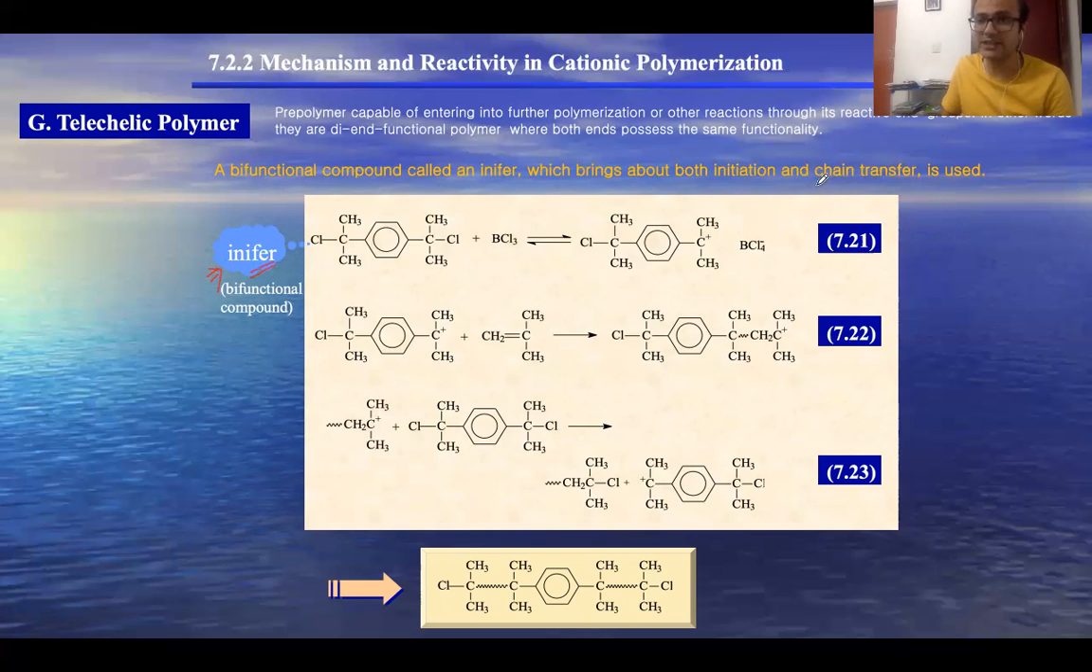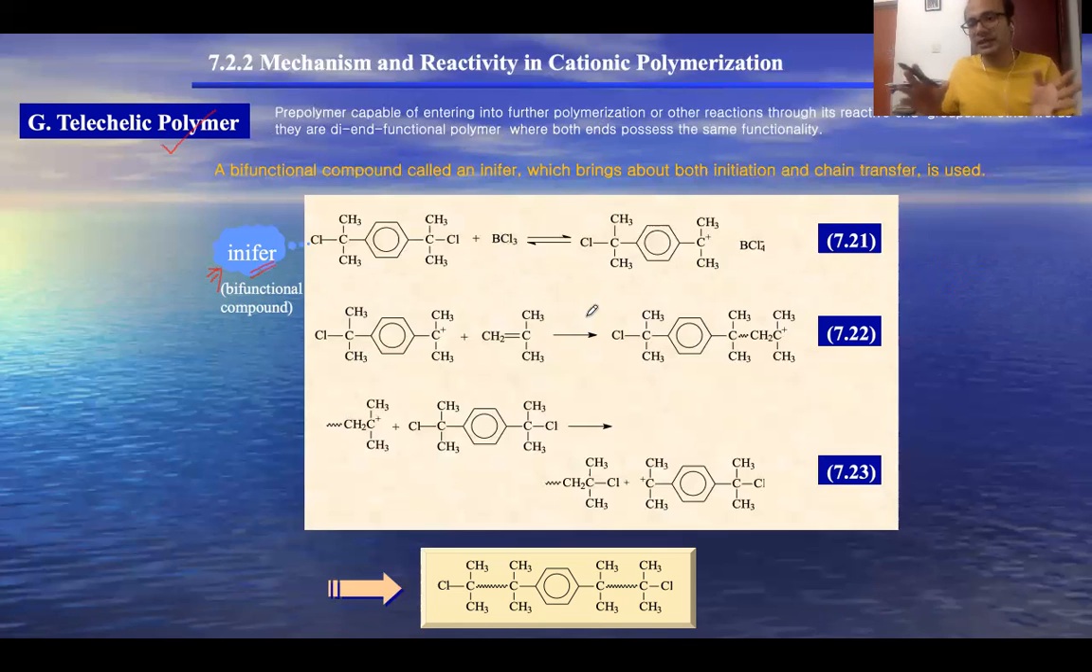Now, what is the advantage of this? By the use of the chain transfer in the cationic polymerization, we are actually making a different kind of polymer, which is called telechelic polymers. Now telechelic polymers are basically polymers with active end groups. Okay, now what do you mean by active end group? What I mean is that if you have an active end group present in a polymer, this polymer can be polymerized further if you add a monomer. So this is kind of a live polymer.